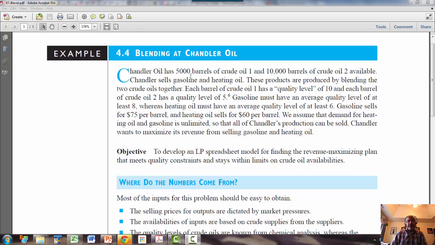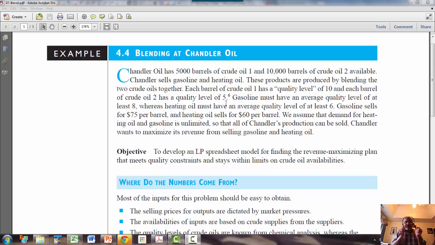Here we have an oil company that has 5,000 barrels of crude oil 1 and 10,000 barrels of crude oil 2. So there are two inputs coming in. Now we want to mix these two crude oils to produce two different products. Each barrel of crude oil coming in has some quality level points based on the quality of the crude. So for crude oil 1, each barrel's quality level is 10, and for crude oil 2 the quality level is 5.